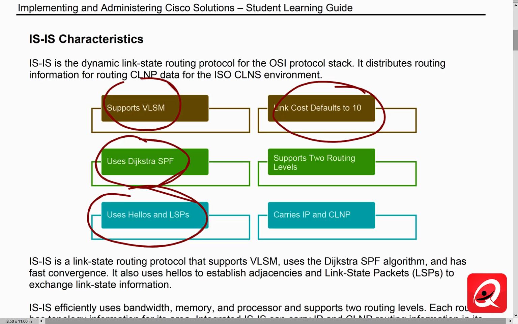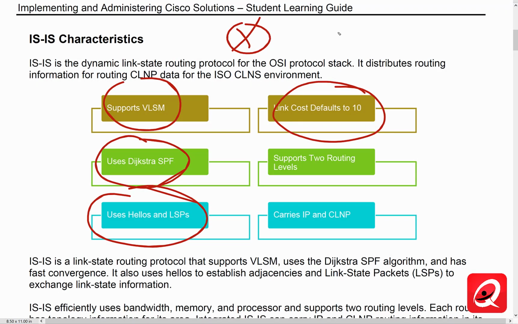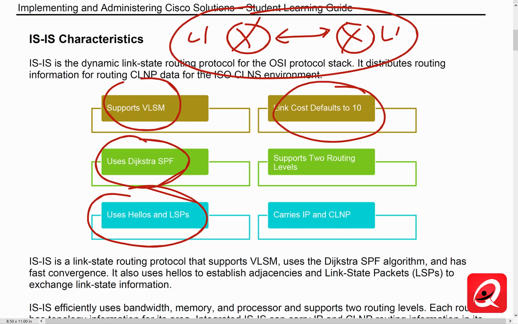It would look something like this. So I would have a router here, I would have a router here. Both of these are defined as L1 routers. They would form their adjacency, and this would become, say, area 1.